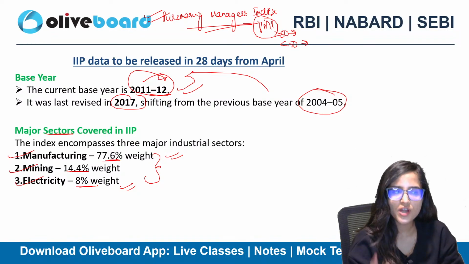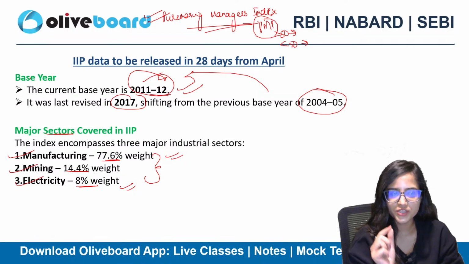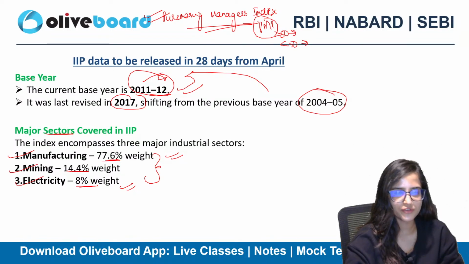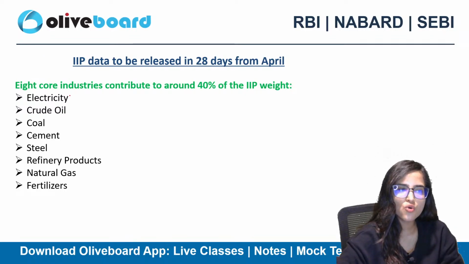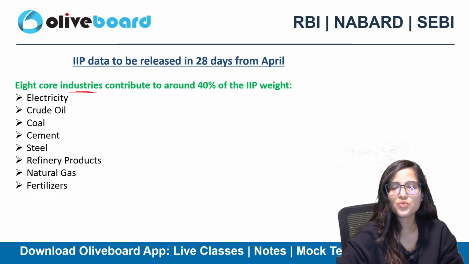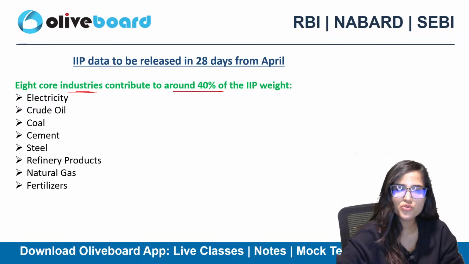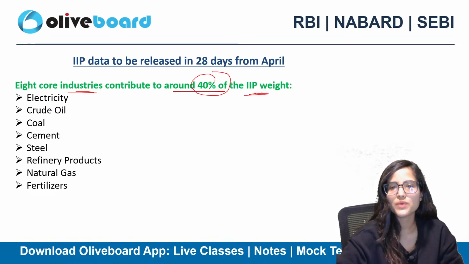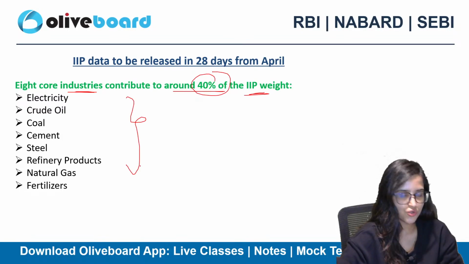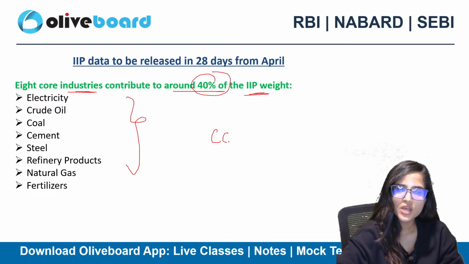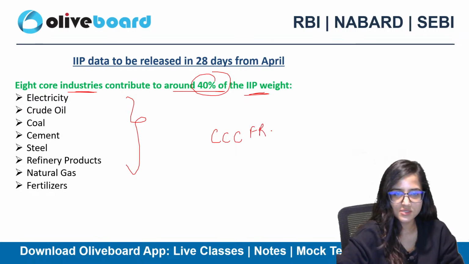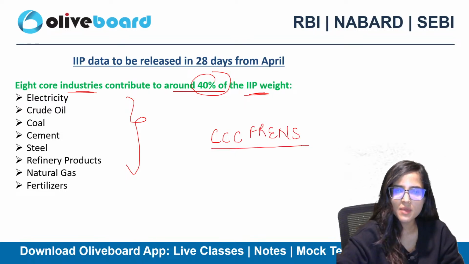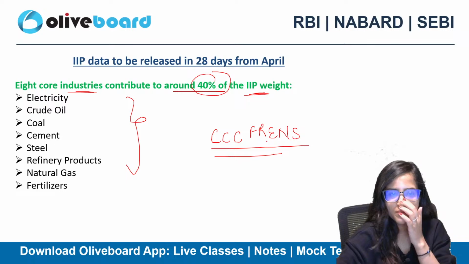Three sectors are covered: manufacturing, mining, and electricity. Maximum weightage is given to manufacturing, least weightage to electricity. There are also 8 core industries included, and they contribute around 40% of the IIP weight. I have explained how to remember them. This is the acronym you can remember.